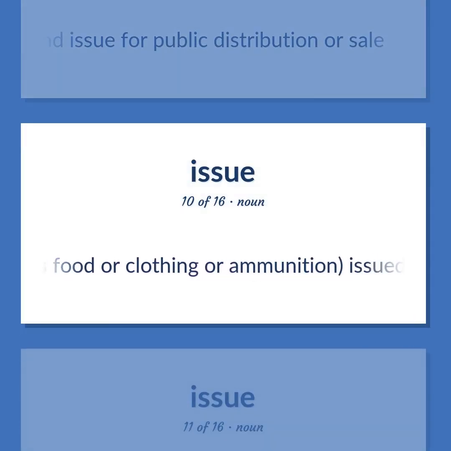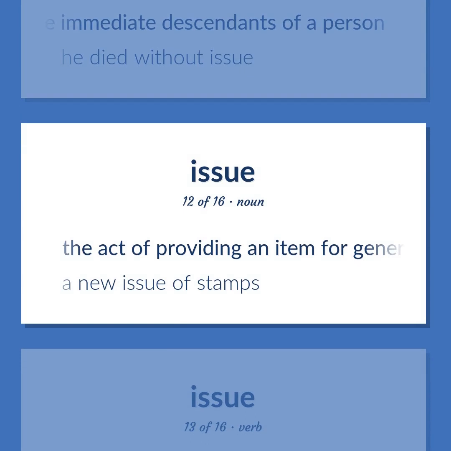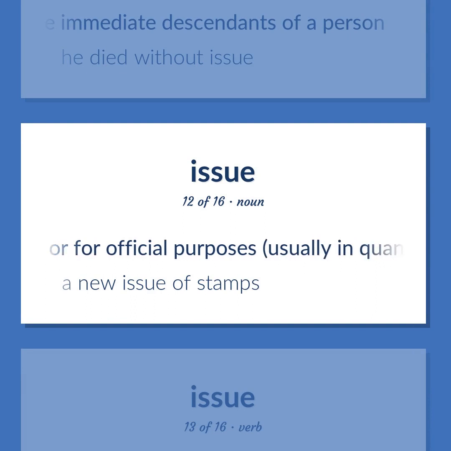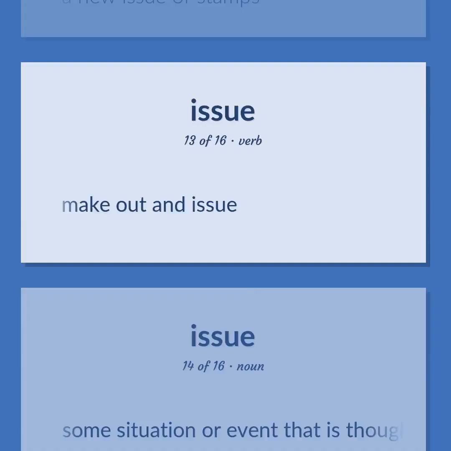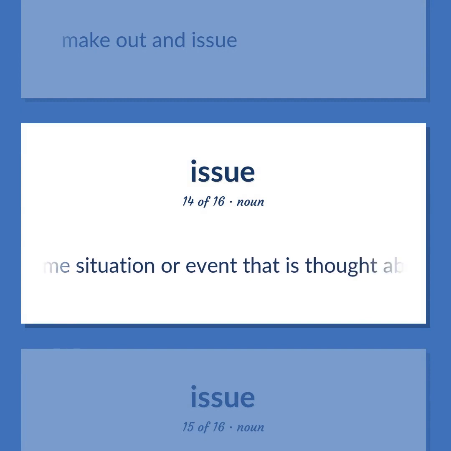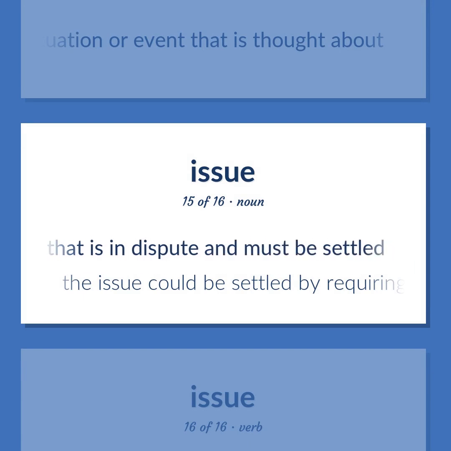Supplies, as food or clothing or ammunition, issued by the government. The immediate descendants of a person. He died without issue. The act of providing an item for general use or for official purposes, usually in quantity. A new issue of stamps. Make out an issue. Some situation or event that is thought about. An important question that is in dispute and must be settled. The issue could be settled by requiring public education for everyone.